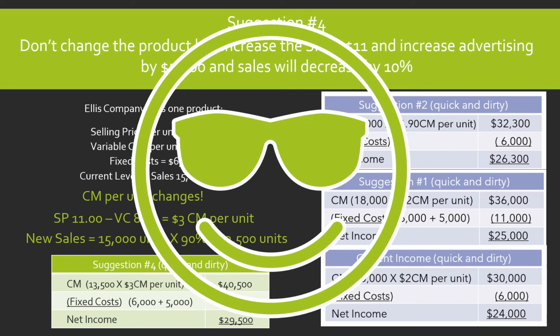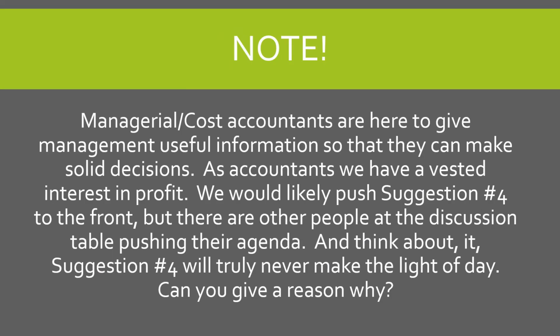We in accounting are going to push suggestion 4, but we're not the only ones at the table suggesting things to management. So in addition to accounting sitting at the table saying, suggestion 4, we like it, it makes the most net income because we're all about the dollars. There are people like marketing that are saying, oh, heck no. We've worked too hard to get our market share, and you want to voluntarily turn away customers? And then there's HR.